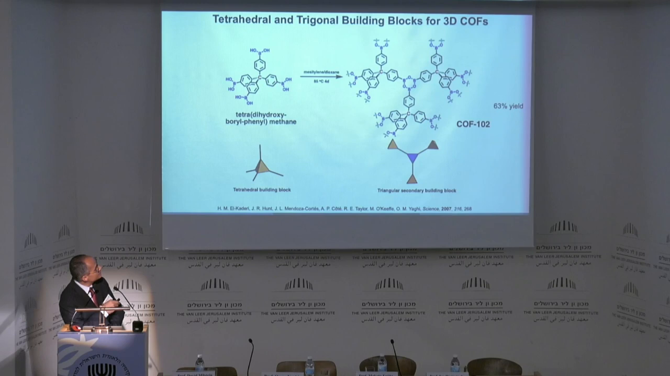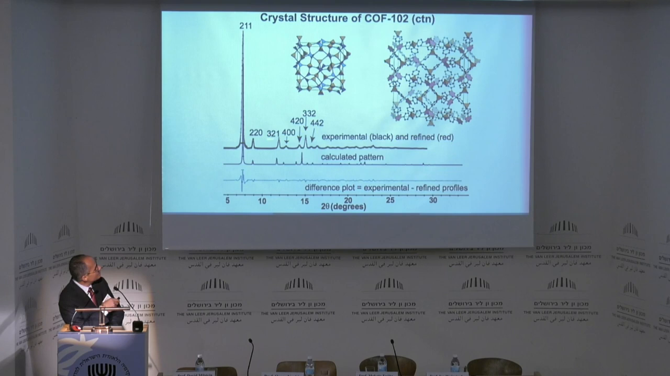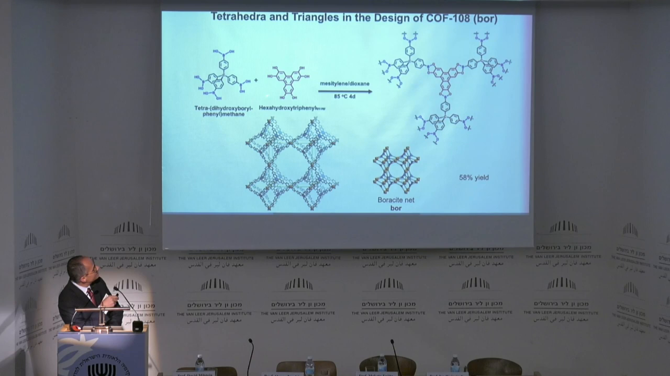You can extend that from 2D to 3D by using tetrahedral building units, and again, the triboroxine condensation reaction using very similar conditions to what I just showed you to link triangles with tetrahedra and make two different structures that are possible from linking triangles and tetrahedra, the ctn structure and the bor structure. This is the X-ray powder diffraction for the ctn structure. This is ultimately how we made the bor structure by linking instead of triboroxine, but by this triangular unit to make linkages that are based on boronic esters.